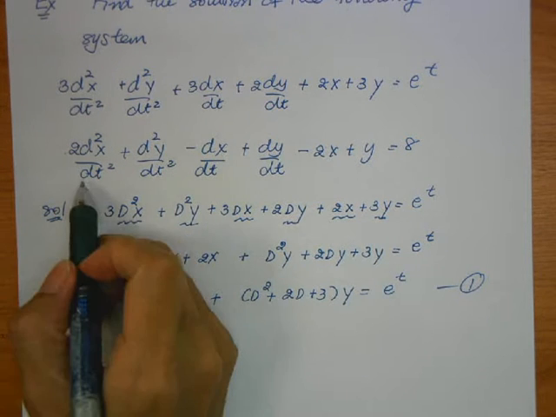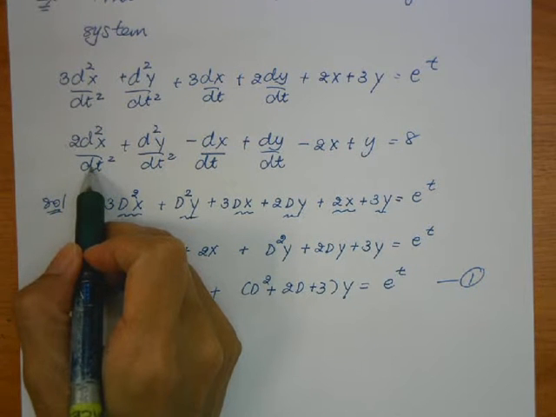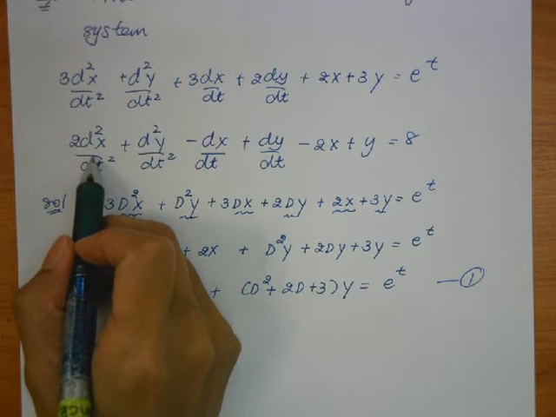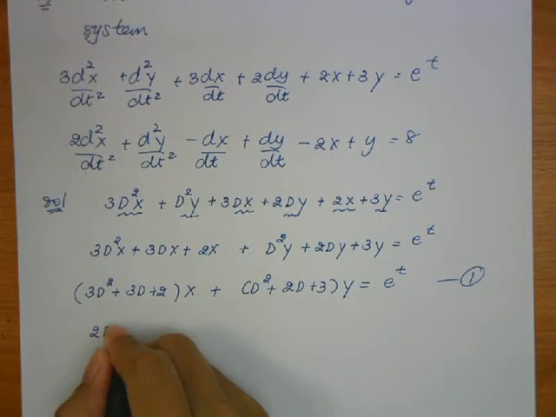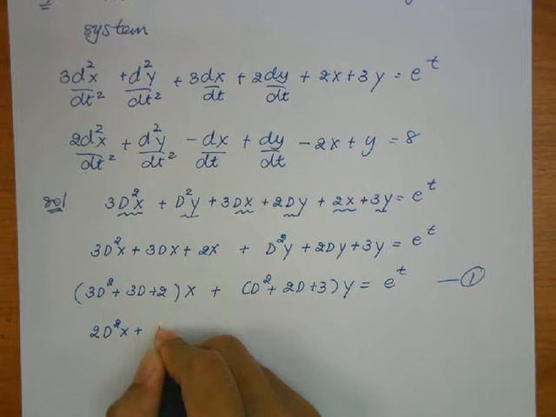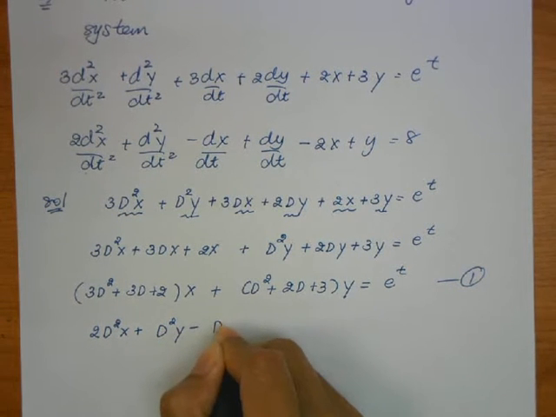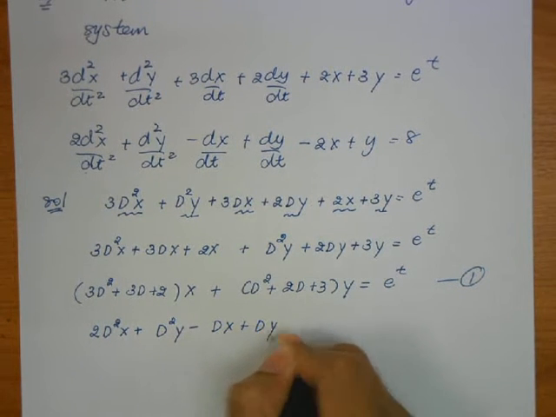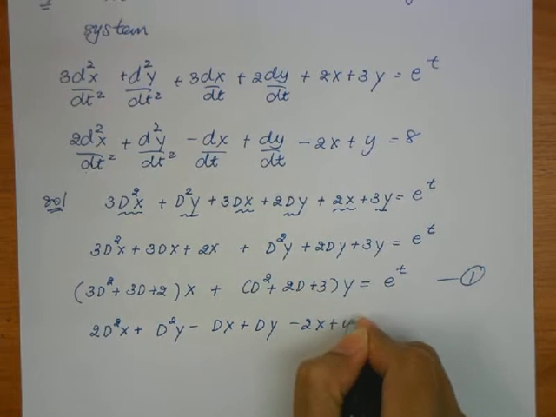For this equation, the same procedure. You write down the terms in operator d. You will get 2d squared x plus d squared y minus dx plus dy minus 2x plus y equals 8.